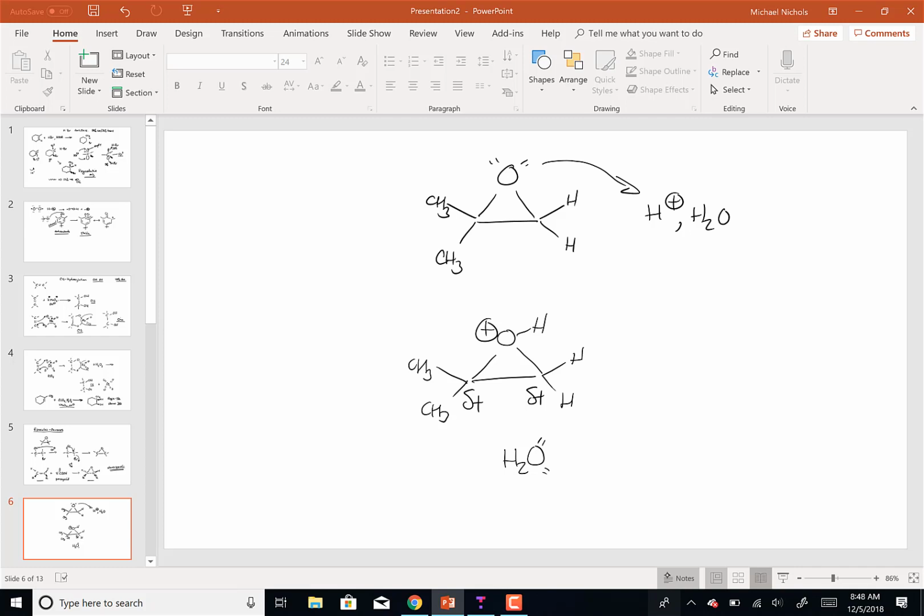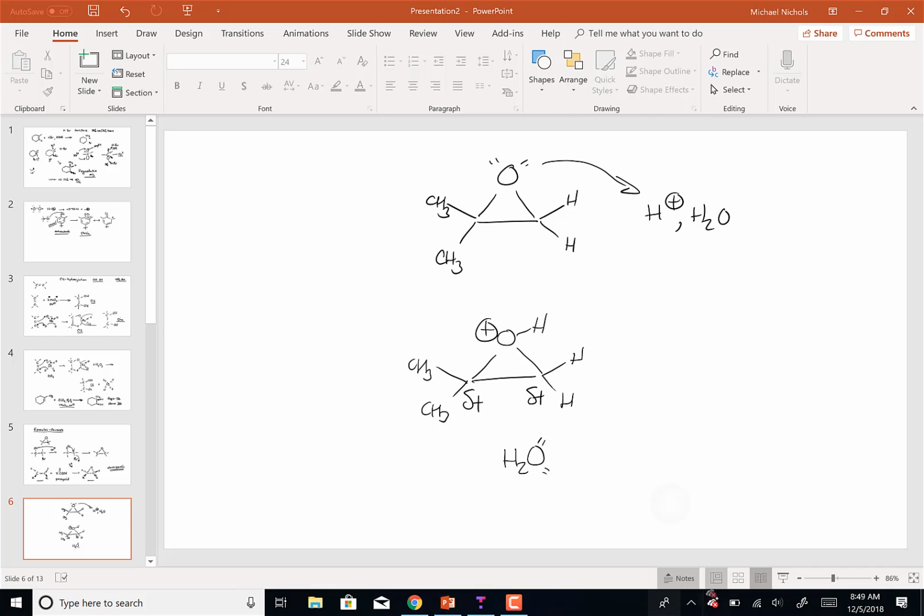How's it going to react? Markovnikov and anti-Markovnikov aren't really relevant here. We can't really use those terms. I definitely know that the water is going to add from which side of the epoxide? From the opposite side, so it's going to react underneath, right? So this water, which will eventually become an OH, and this OH will become trans.